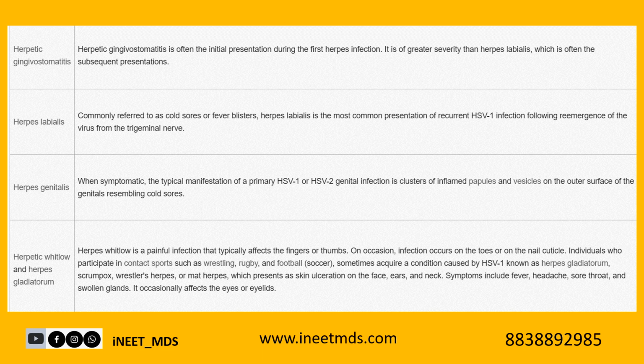Then we have herpes genitalis. When it is symptomatic, the typical manifestation is a genital infection which includes a cluster of inflamed papules and vesicles on the outer surface of the genitals resembling a cold sore.